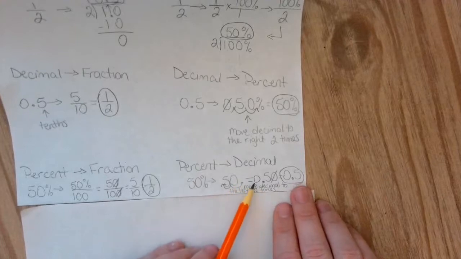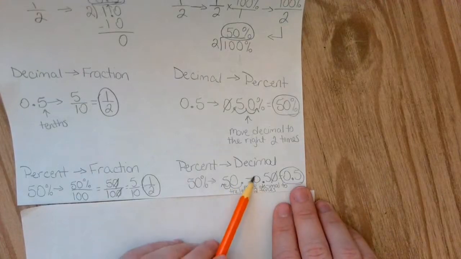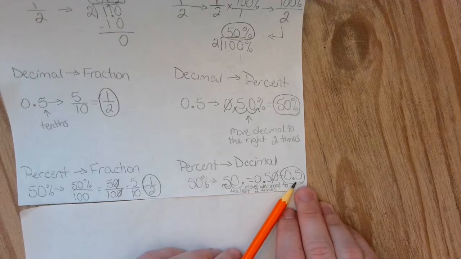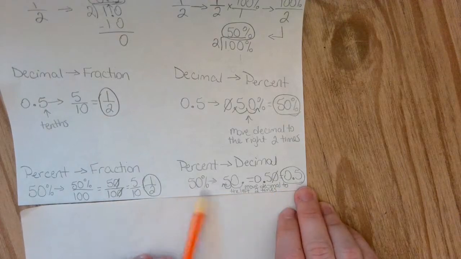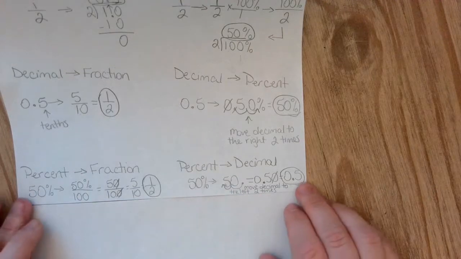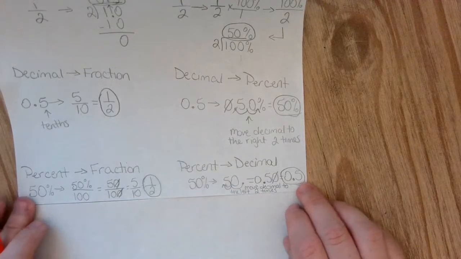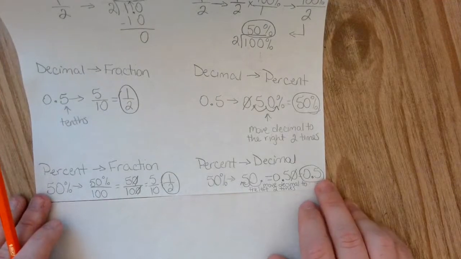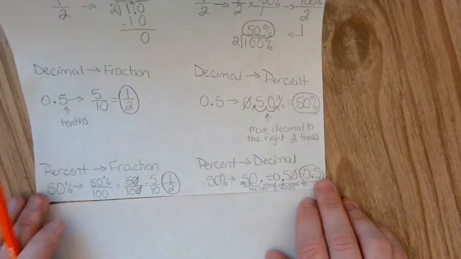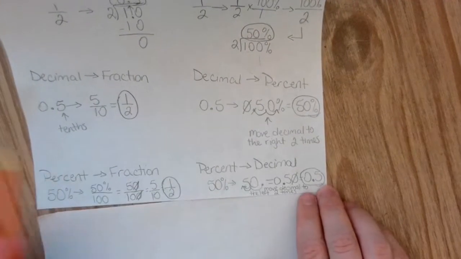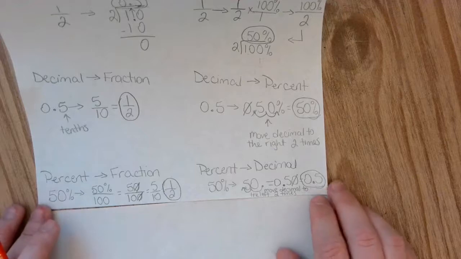And just to be proper, I'm going to put a 0 in front of that decimal, and I have 0.5 now. So I took a percent and changed it into a decimal. Now, if you're having trouble with any of these, all of these can be looked up in your math book. Just use your table of contents. Also, don't hesitate to go back through your notes if you're having trouble with this, but I tried to make this short and sweet for you.